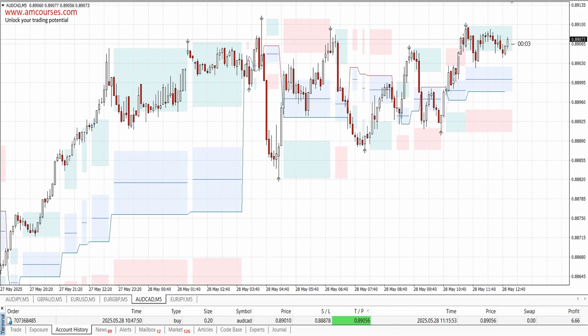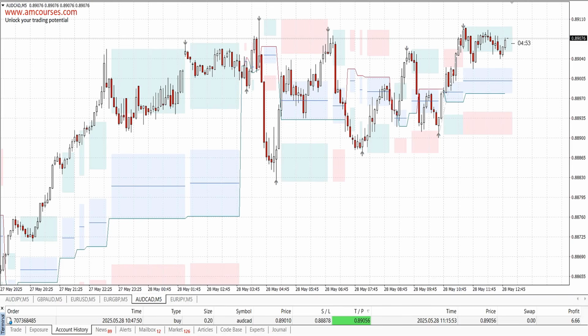Final tips. Before you go, always trade with a clear strategy. Don't guess or chase the market. Stick to proper risk management. Never risk more than you can afford to lose. Use a demo account to practice and gain confidence before going live. Most importantly, stay patient. Good trades come to those who wait.